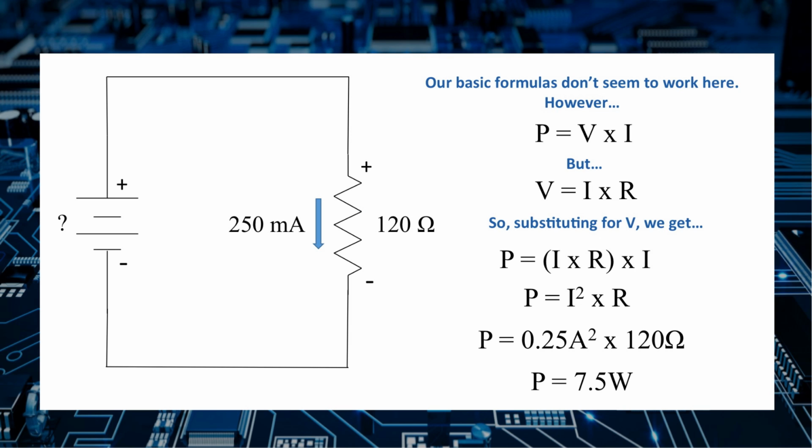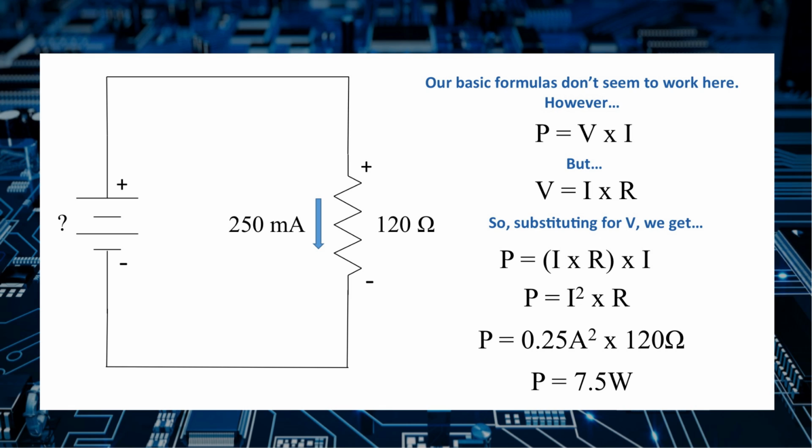Let's look at a more complex example. In this case, we know the current, but we don't know the voltage. How can we calculate P equals V times I without knowing V? Well, luckily, both of Ohm's formulas are related, so we can substitute values from one into the other. So P equals VI, but we know that V also equals IR. So if we substitute that, we get I times R times I, which is I squared times R. So power also equals I squared times R, or 0.25 amps squared times 120 ohms, or 7.5 watts.